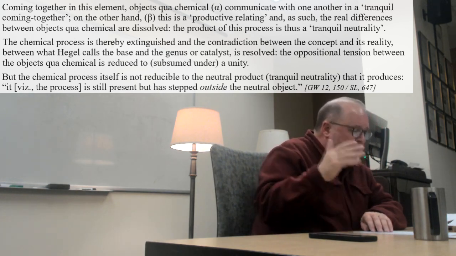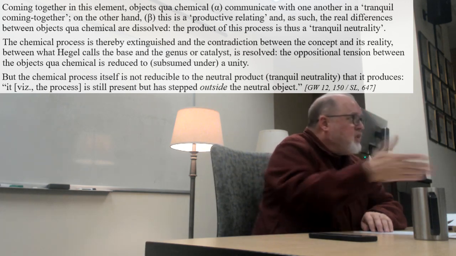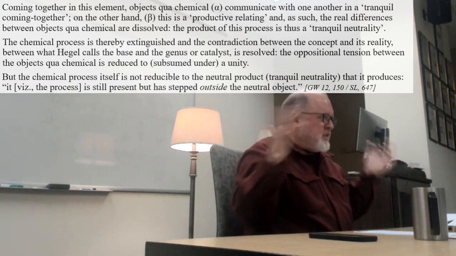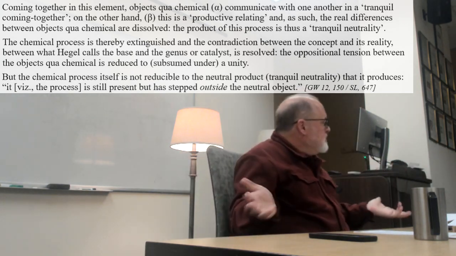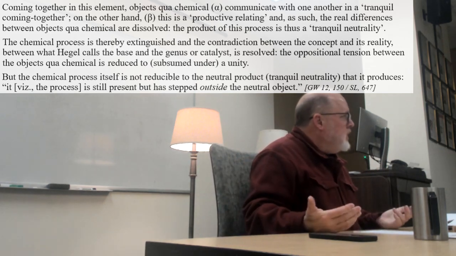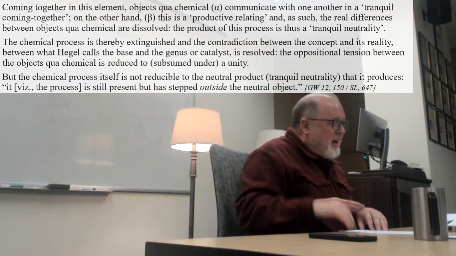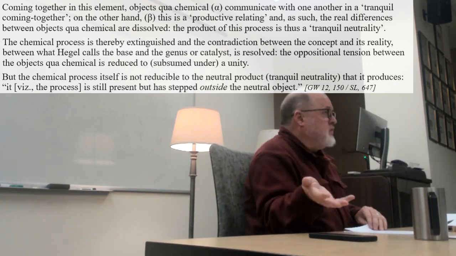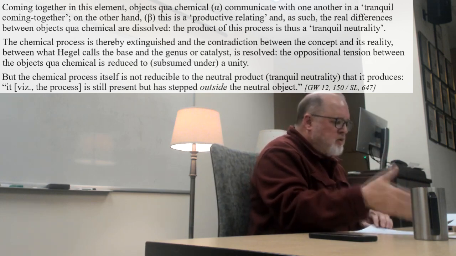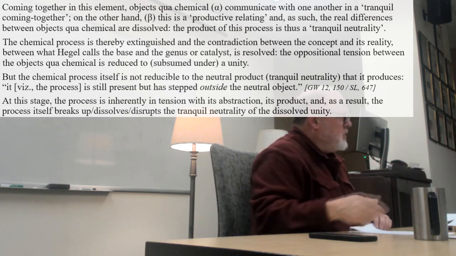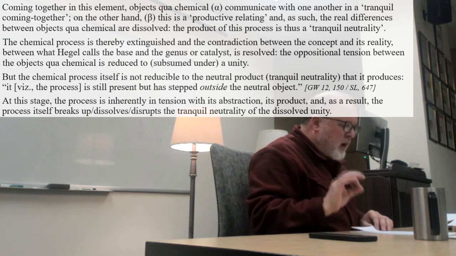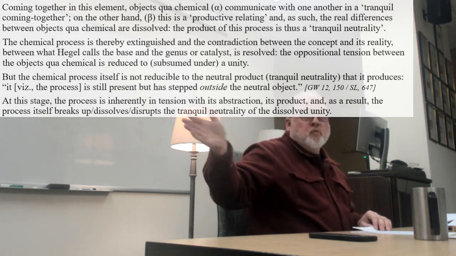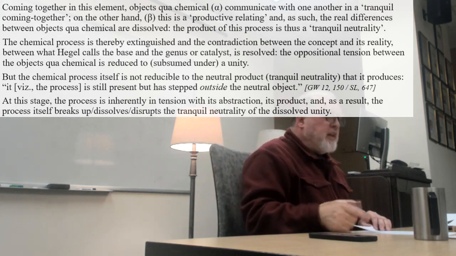Here's what Hegel says about this. He's talking about the process, is still present. It's still there. It hasn't stopped, right? So just because you've got a neutral result doesn't mean the process is over with. That's the way we might think about it. Oh, it's done. But Hegel's point is actually it's not done. The process is still present, but has stepped outside. I emphasize that because there's apparently now the creation of something outside of the neutral concept. Outside the neutral object, which is the resulting product. So at this stage, the process is inherently in tension with its abstraction. That is to say, with its product, what it's produced. Now, that's going to drive everything.